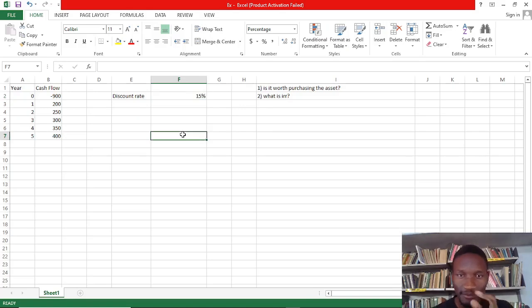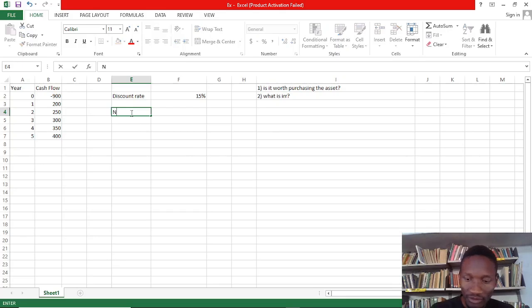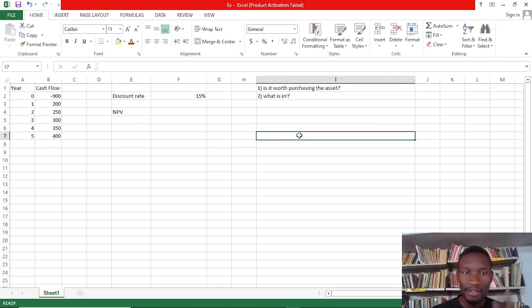Let's go next. Question number 1: is it worth purchasing the asset? The capital budgeting technique that you are being tested here is called net present value, NPV. So what is the essence of NPV? It's simple. NPV is equal to present value of inflows subtract present value of outflows.